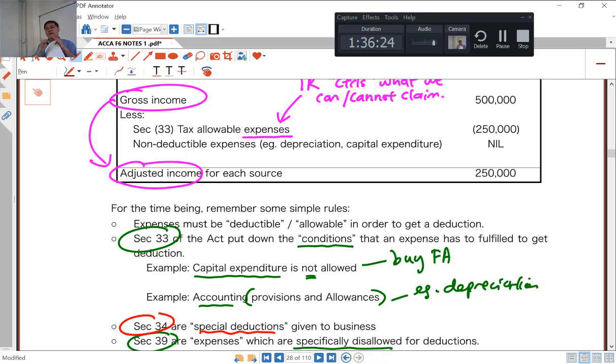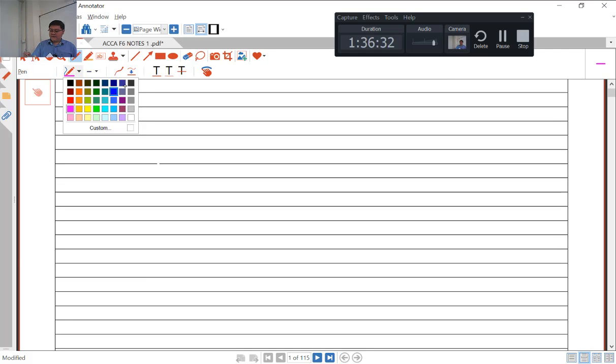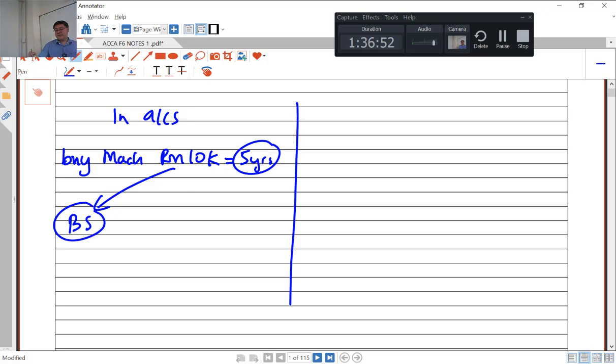Now, then it gives rise to an issue. If you really think about it, the issue is this. If I look at accounts, let's say I buy a machine for 10,000. The 10,000 goes to the balance sheet. But if I say this machine has a 5 years useful life, you will see that in P&L, every year how much will be charged to P&L? 2,000. And it will go on for the next 5 years.